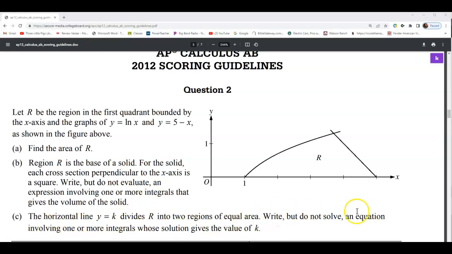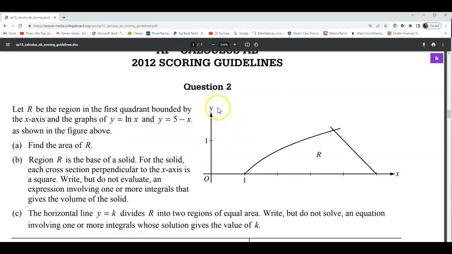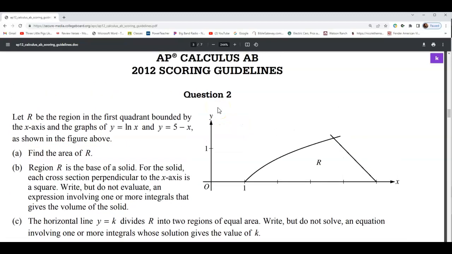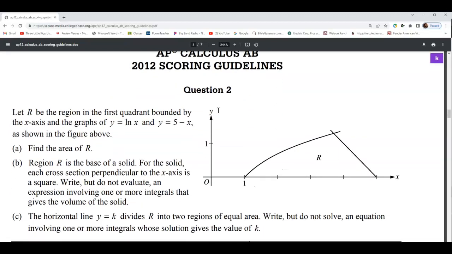The reason why I know that our answer is okay is because look at the directions here. It says, write but not solve an equation involving 1 or more integrals. So they did it with 1 integral, but I did it with 2 integrals. They're both valid answers. I think we'll stick with the way I did it, just because it connects with the last one that we did. So let's go ahead and move on to our next question now.